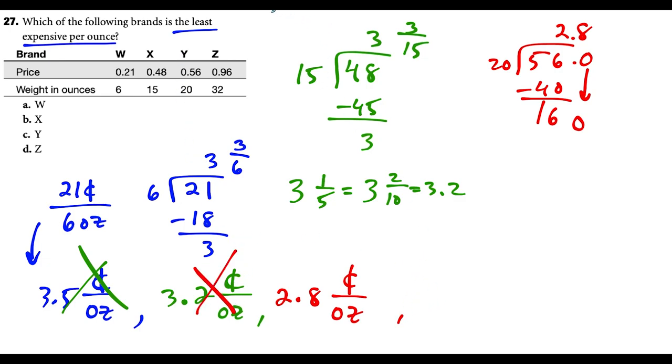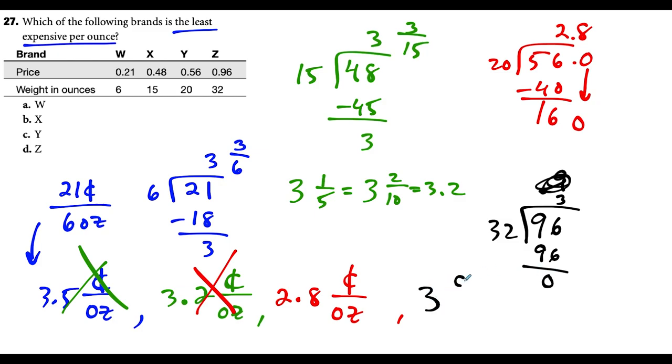So let's see if the fourth one eliminates the one before it. And it's not looking like it. 96 cents divided by 32 ounces. This goes in exactly three times because 3 times 32 is 96. So this is 3 cents per ounce, which means this one is out. The cheapest one is the third one, brand Y.